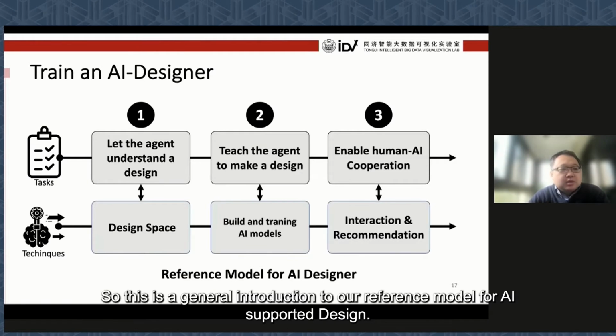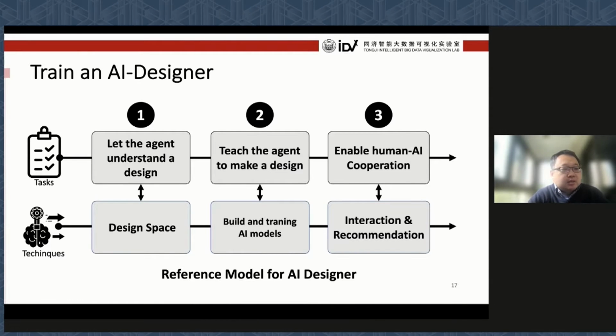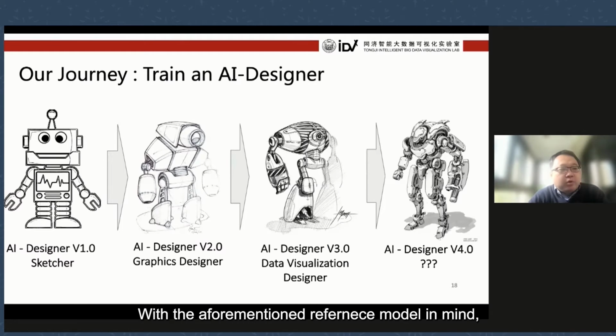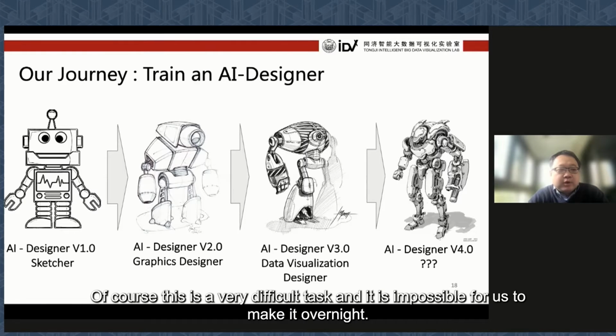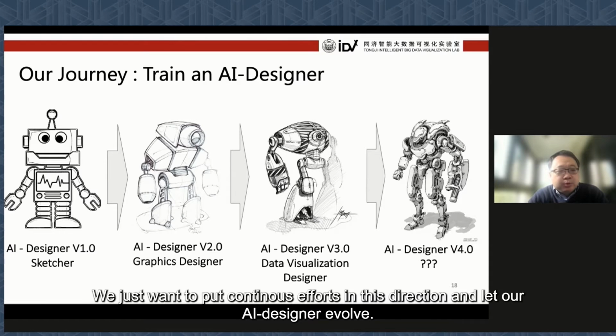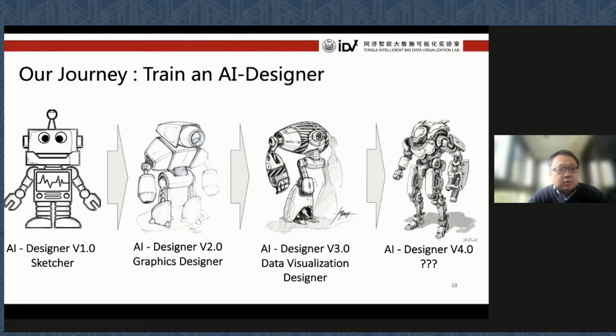So this is a general introduction to our reference model for AI-supported design. Next, with the aforementioned reference model in mind, in the past 3 years, we have made some attempts to train an AI designer. Of course, this is a very difficult task, and it is impossible for us to make it overnight. So we just want to put continuous effort in this direction and let our AI designer evolve.